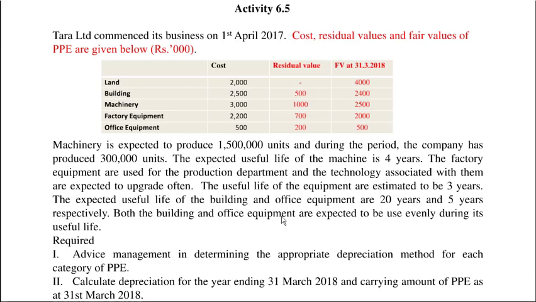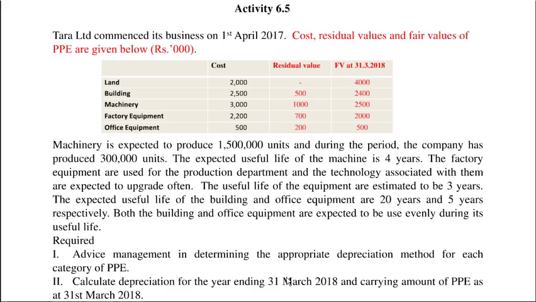Both building and office equipment are expected to be used evenly during the useful life years. Usually assets like buildings and furniture are going to be used evenly throughout the period. So accordingly, for this kind of asset we can adopt the straight line method of depreciation. So it reflects the pattern in which we are going to consume its economic benefits.